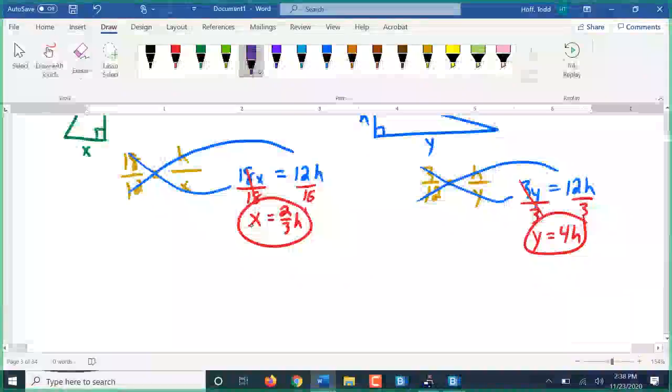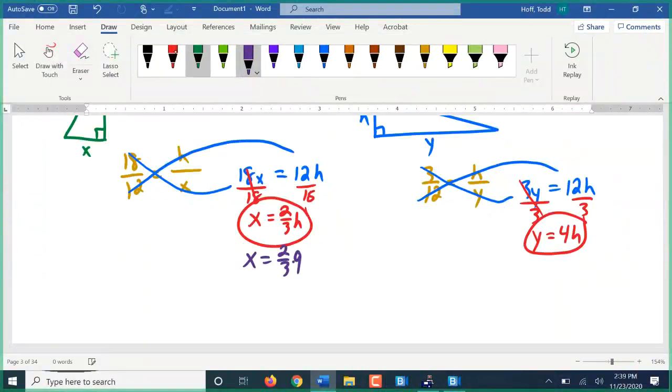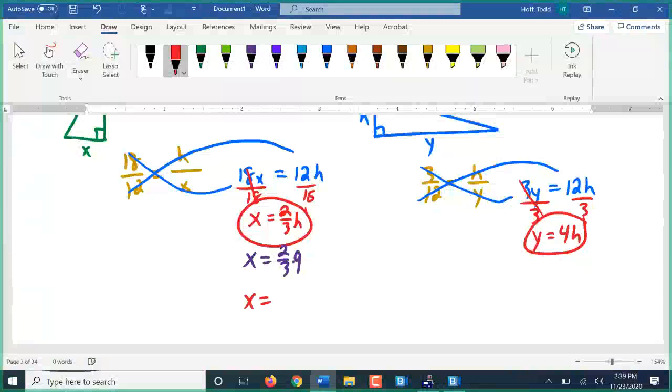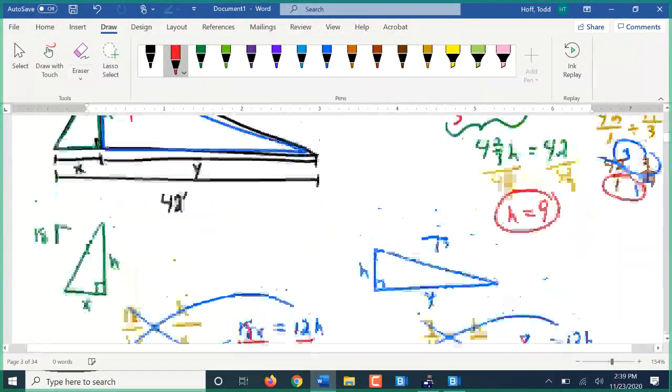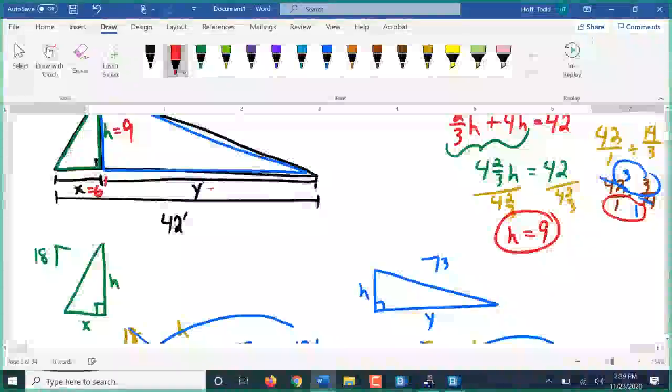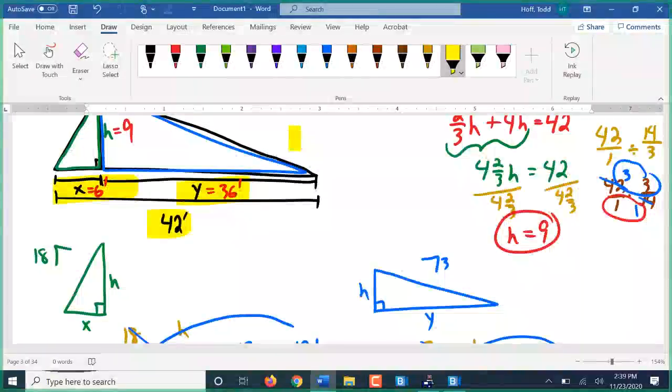This tells us X is 2/3 H. So X equals 2/3 times 9, which is 6. X is 6 feet. This is saying Y equals 4H. Y equals 4 times 9, which is 36. So Y equals 36 feet. X is 6 feet, Y is 36 feet. When we double check, they do add up: 6 and 36 add up to 42.